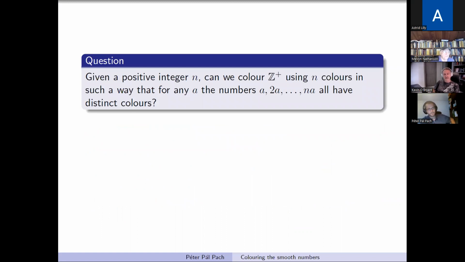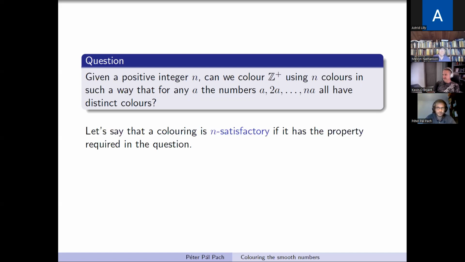It is a separate question for every positive integer n. We ask whether it is possible to color the positive integers by n colors in such a way that for every a, the numbers a, 2a, 3a, ..., na all have distinct colors. So for each n, we take this question, and we will say that a coloring is n-satisfactory if it satisfies this property.